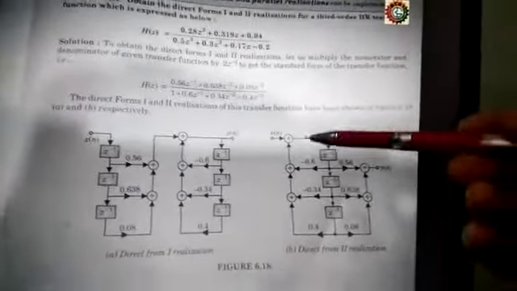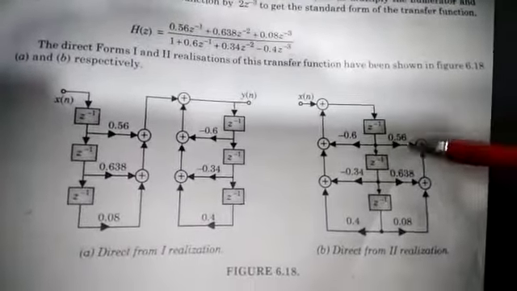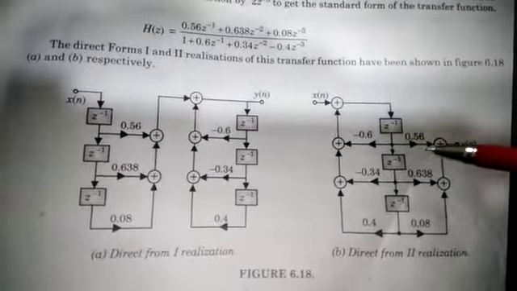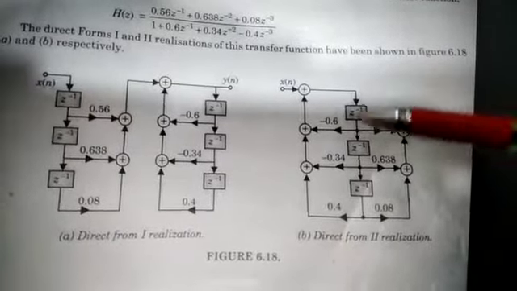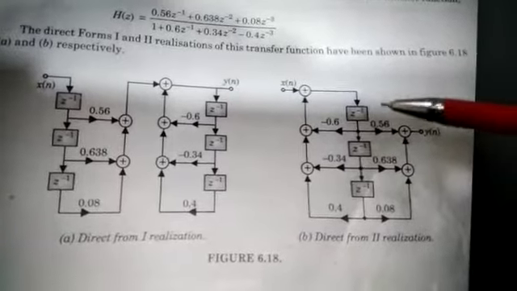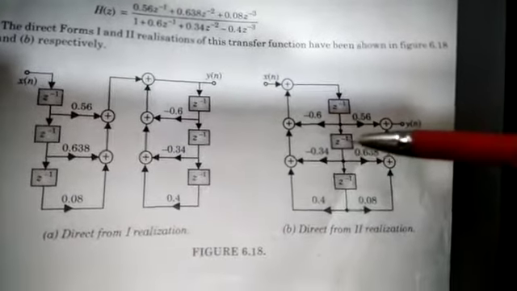In almost all the numericals where we are implementing this digital filter structure, we will try to use direct form 2, because it uses the minimum number of delays, and hence this is very preferable in all types of numericals as well as the implementation.